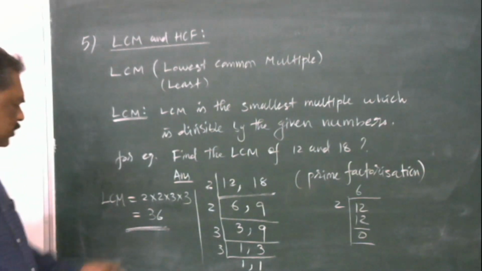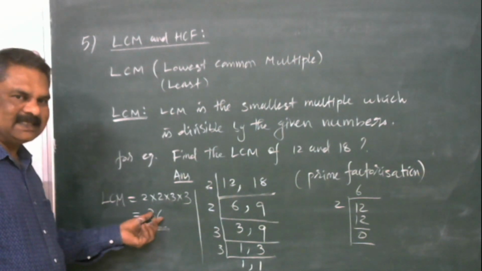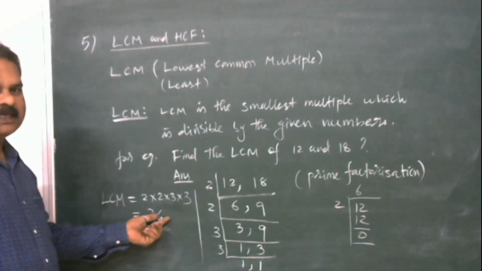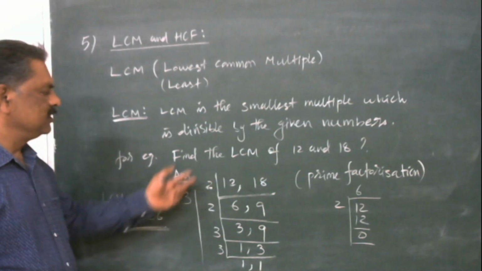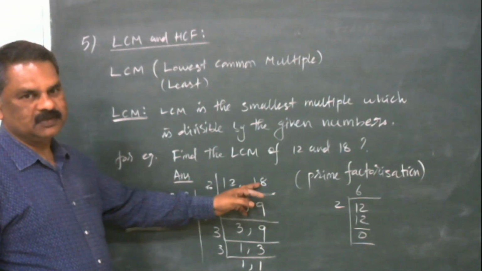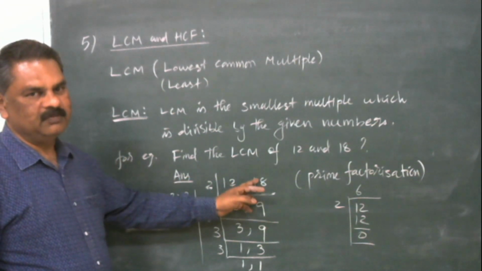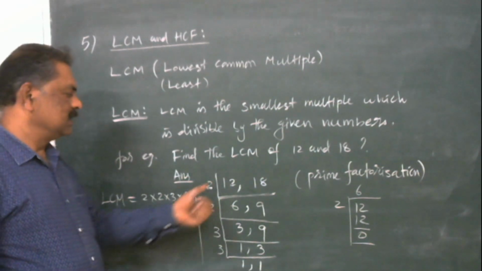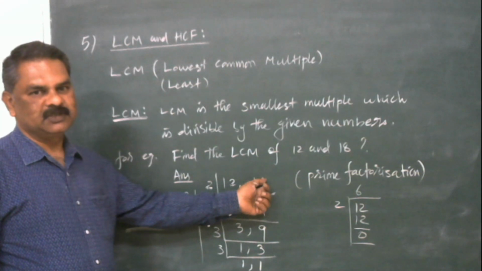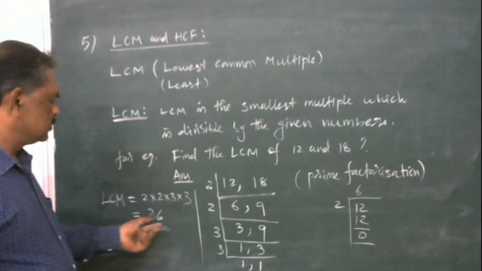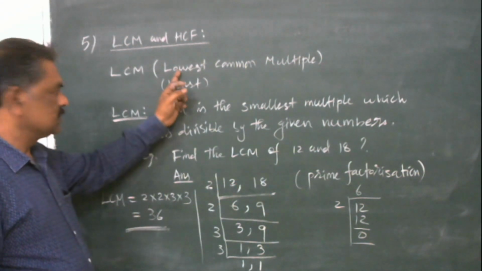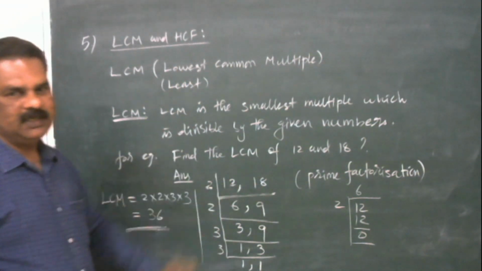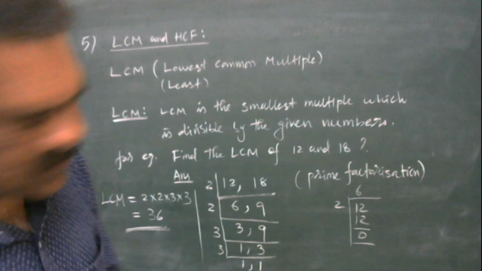So what do you understand from this number? 36 is the smallest multiple of both the numbers. In other words, 36 is the smallest number divisible by these two numbers. So 36 is the lowest number divisible by the given numbers.